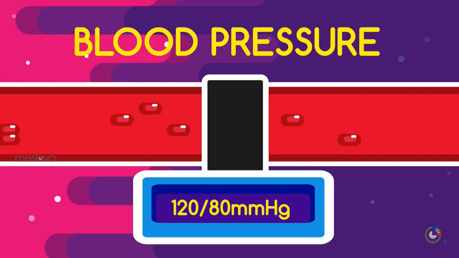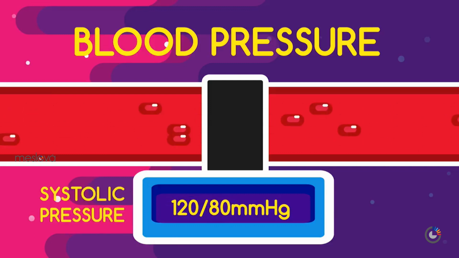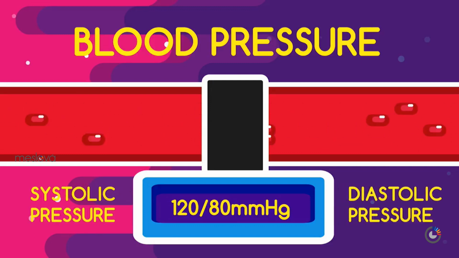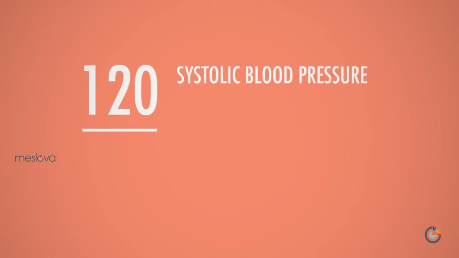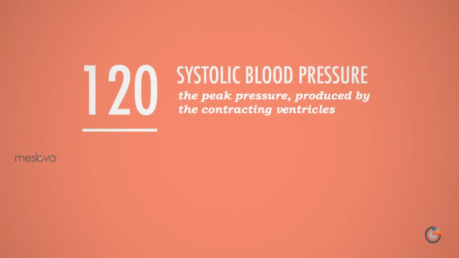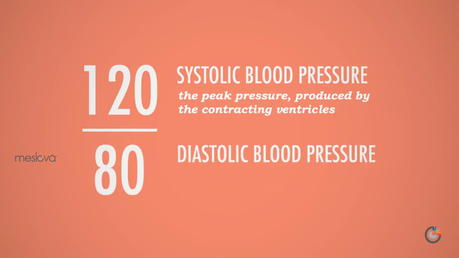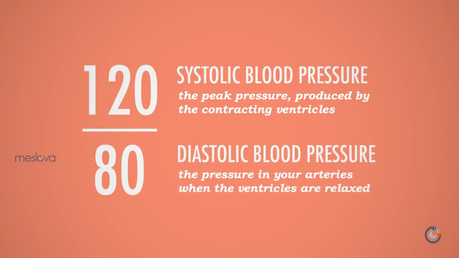In a healthy person at rest, it is about 120 by 80 mm of Hg, but it will change depending on the person's activity and situation. 120 is the systolic pressure, which is the peak pressure produced by the ventricles while contracting, and 80 mm of Hg is called the diastolic pressure, the pressure exerted on the arteries after relaxation of the ventricles.